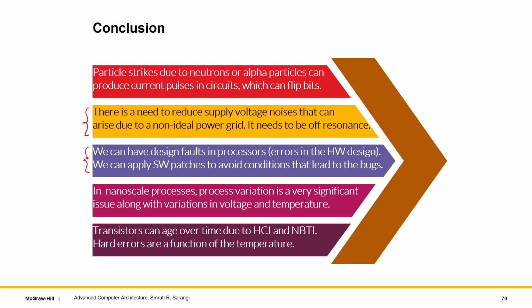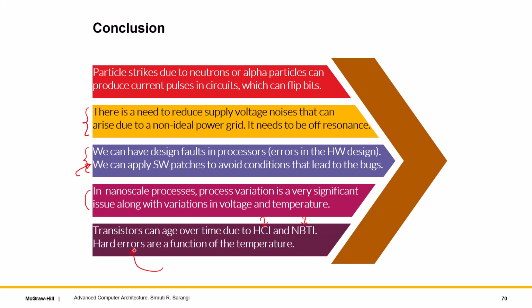We could have design faults in processors, plain old bugs. Many a time compiler writers and OS writers issue workarounds and patches, which in a sense handicap a part of the system such that at least one of the conditions for the bug will not get triggered. Process variation, big issues. We did a lot of math, talked about systematic variation, random variation. Transistors do age over time. We have HCI and NBTI. So these are of course transistor level models. There are interconnect level models, including hard errors.